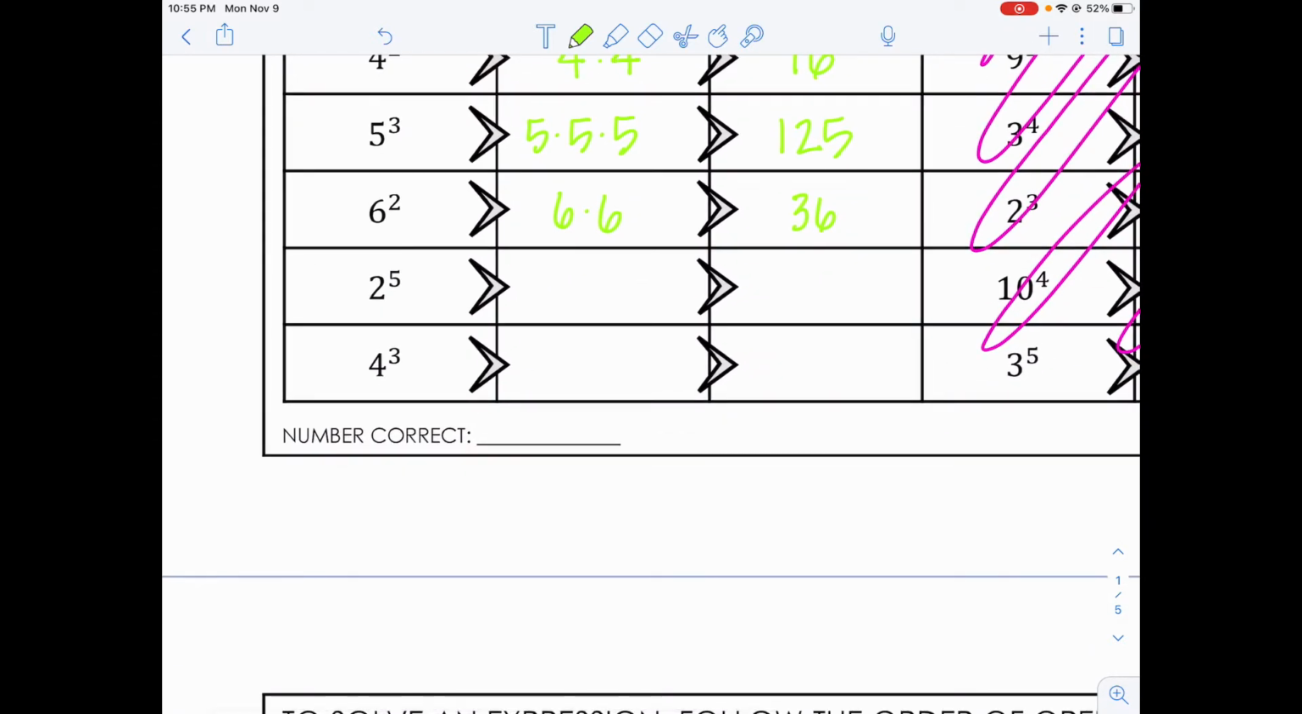6 to the second power is 6 times 6, and 6 times 6 is 36. 2 to the fifth power is 2 times 2 times 2 times 2 times 2. 2 times 2 is 4, 4 times 2 is 8, 8 times 2 is 16, and 16 times 2 means that 2 to the fifth power is 32. Finally, 4 to the third power is 4 times 4 times 4. 4 times 4 is 16, and 16 times 4 gives me 64.